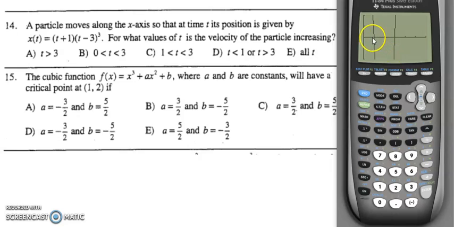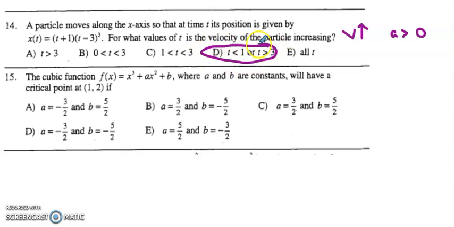All right, and it looks like acceleration is greater than 0 here, and then here off to the right. I believe this is at 1 and this is at 3. Normally I wouldn't assume that those are 1 and 3, but looking at the answer choices, they kind of have to be 1 and 3, and so my answer is D, t less than 1 and t greater than 3. So now let's do number 15.